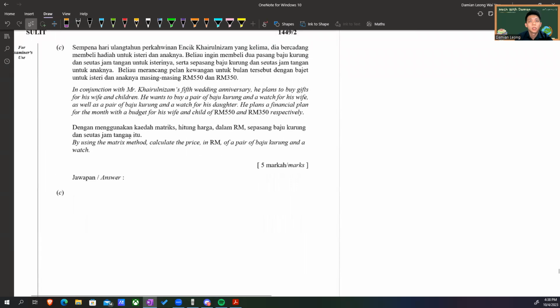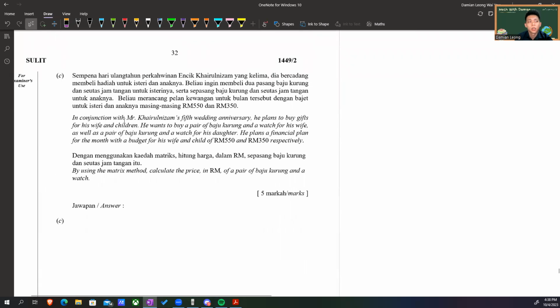And part C. In conjunction with Khairul Nizam's 5th wedding anniversary, he plans to buy a gift for his wife and children. He plans to buy a pair of baju kurung and a watch for his wife, as well as a pair of baju kurung and a watch for his daughter. He plans a financial plan for the month with a budget for his wife and child of 550 and 350 ringgit respectively. So using the matrix method, calculate the price of a baju kurung and a watch.